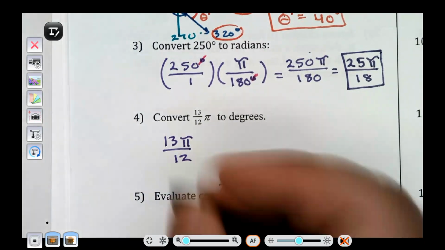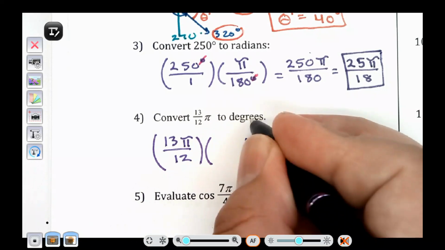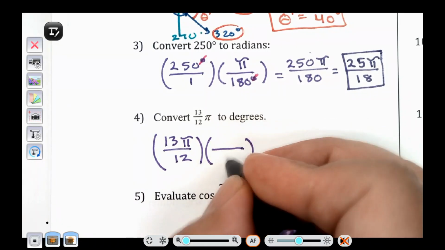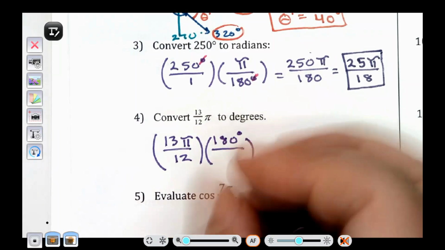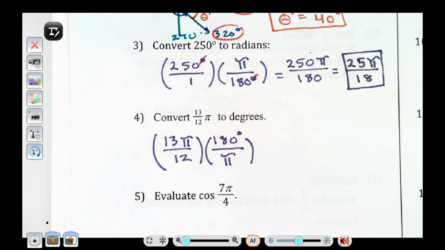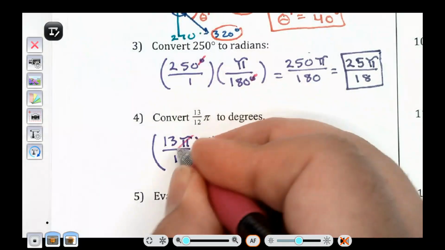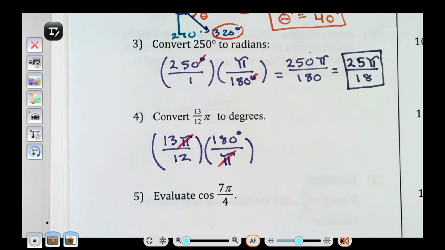But according to the word wall, I'm going to multiply this. Remember, this time I'm going into degrees. So 180 should be on the top. You want to end up with degrees, so your pi should be underneath. And it makes sense that the pi's at the bottom because look what happens when you multiply. Your pi's are officially gone. We can just cancel them out.